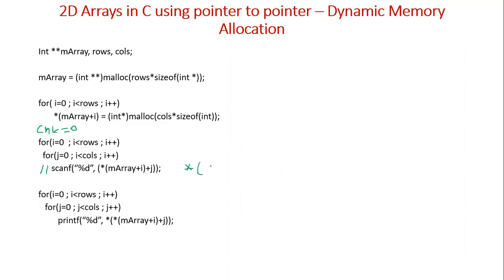So I should use star, again star, again star, m array plus I, plus I plus j equal to plus plus count or count plus plus. So this will keep storing values at that location. Here, why are we using two stars? Because in scanf we need the address, but when you want to store a value, you want that value to go into that location.